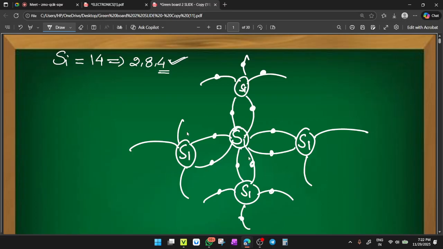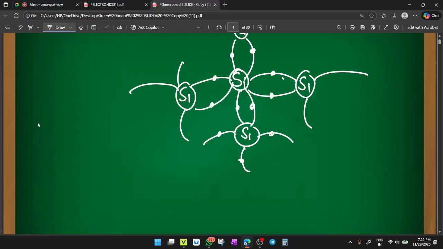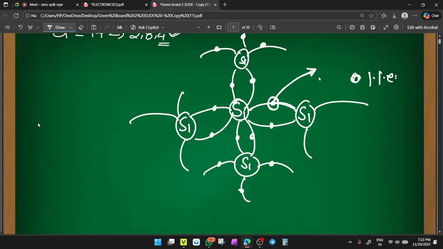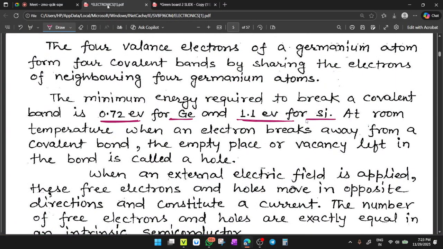Now, at room temperature, when you give energy of 1.1 electron volt to silicon, suppose this electron gets excited and leaves its shell. Till the time it is bonded, this electron is in the valence band. When you supply some amount of energy and it leaves its place, it comes to the conduction band, getting out of the lattice. So 1.1 electron volt for silicon.